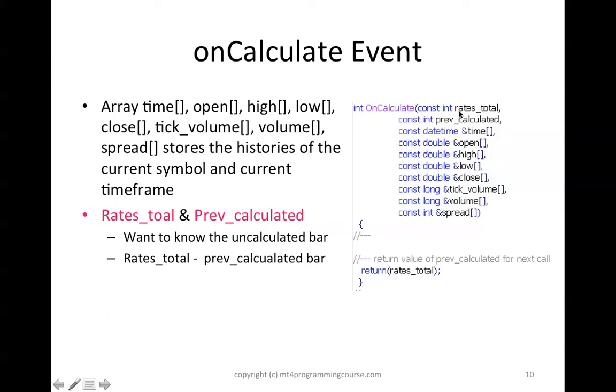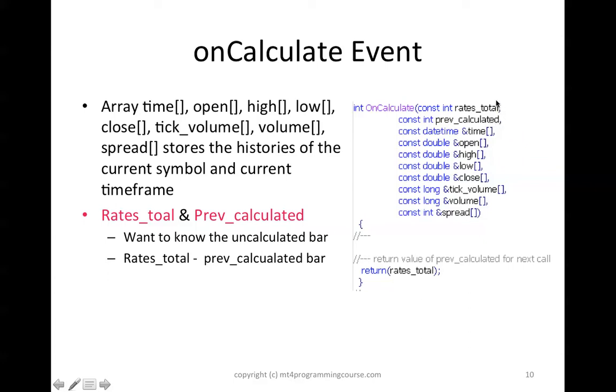You can see the total rates, the pre-calculated, and the time. These are all arrays that we can use. Normally I will only use two important parameters: first is the rates total, and also the pre-calculated bar.